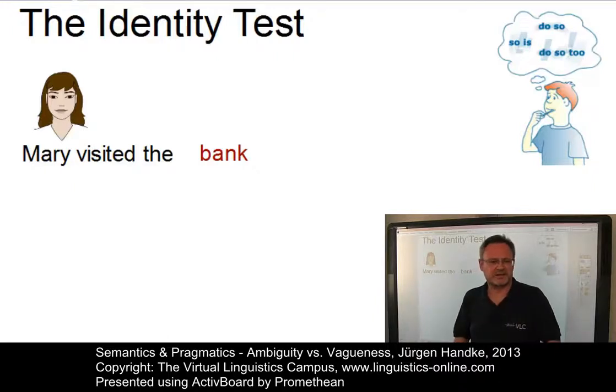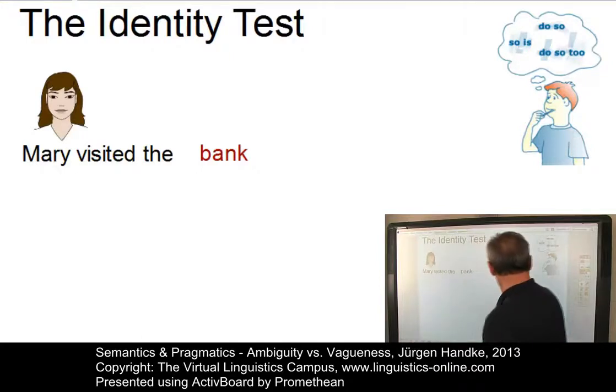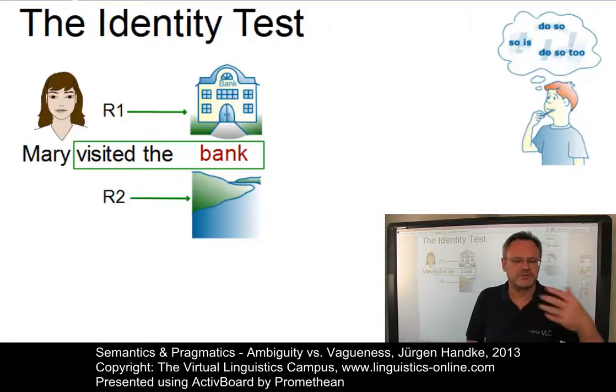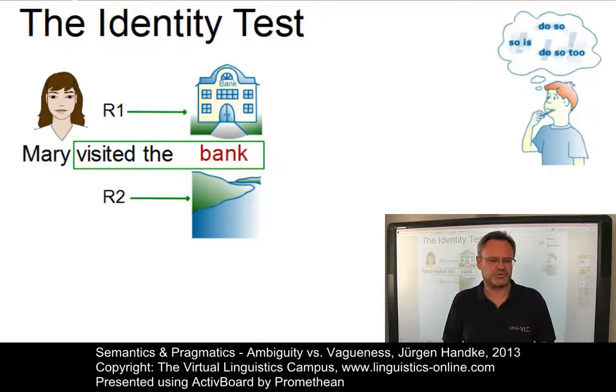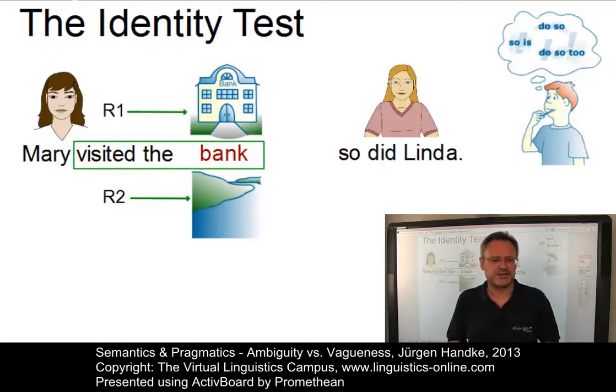Mary visited the bank. Now, visiting the bank can have 2 readings. Reading 1, here abbreviated to R1, is that Mary went to the Money Institute. She visited the Money Institute. Reading 2, she visited the river embankment. If we now add a do-so clause, such as so did Linda, the meaning selected for the verb phrase visited the bank must be repeated in the reduced construction and so did Linda.